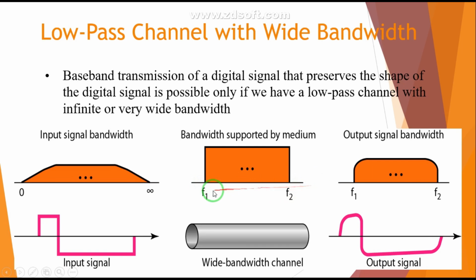And since it has a frequency range of f1 to f2, you are going to see an output whose shape is more closer to this input signal, that is a digital signal, and whose frequency ranges from f1 to f2, because it has the range of frequency of this channel. Ideally it should be 0 to f, but f1 is closer to 0 and f2 is closer to some frequency towards infinity.